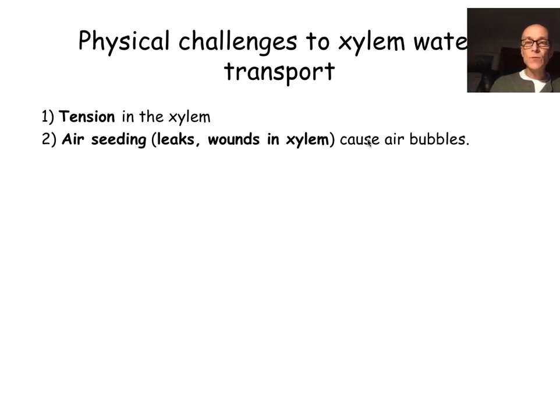And if the water doesn't move up anymore, then the water doesn't get into the plant. And so the plant can wilt, even if it's standing in water, because it cannot pull up the water through the xylem, through into the leaves, and then out into the atmosphere, where the dryness of the air and the low water potential there causes the water movement through the plant. So air seeding, air bubbles can become a problem. Wounds in the xylem, leaks in the xylem, that can cause problems.